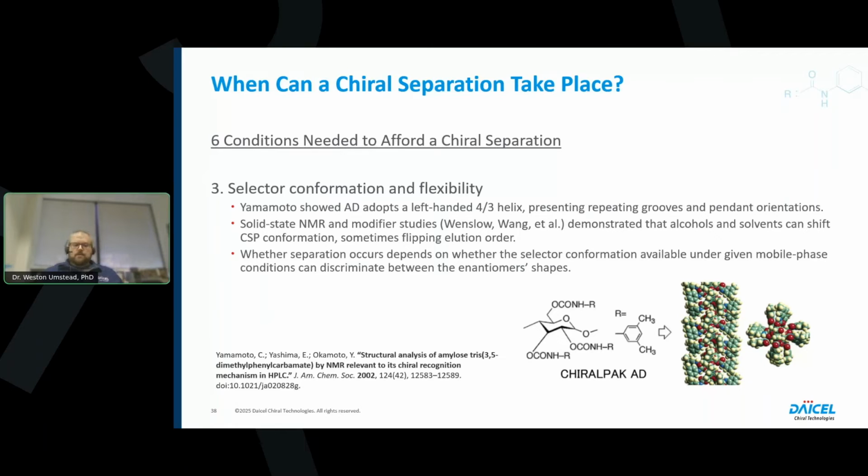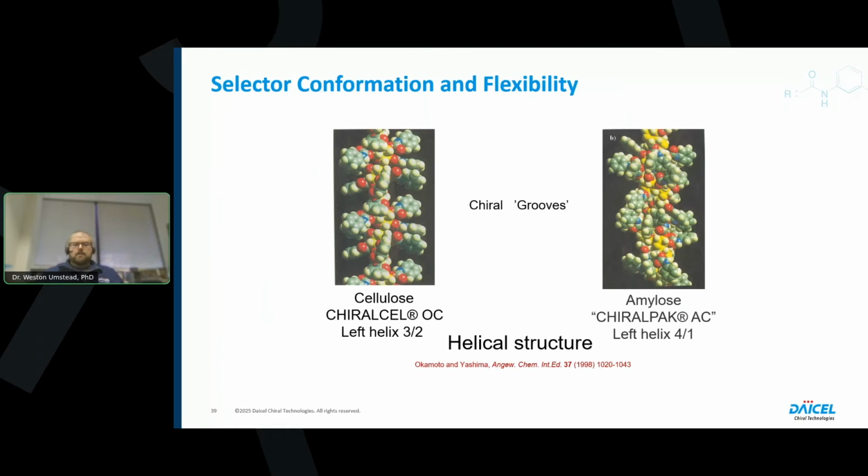Cellulose versus amylose. When we look at the overall shape and size of these polymers and we compare them to each other, on the left-hand side, you've got Chiralcel OC, which is trisphenyl carbamate on cellulose. On the right-hand side, the amylosic equivalent. The overall shape and size of these, although they have the same chiral selector, is very, very different. So if you know nothing about chiral chromatography, just visually looking at this, I'm sure you're assuming that these will perform differently in a chiral separation, and in fact, almost always they do.